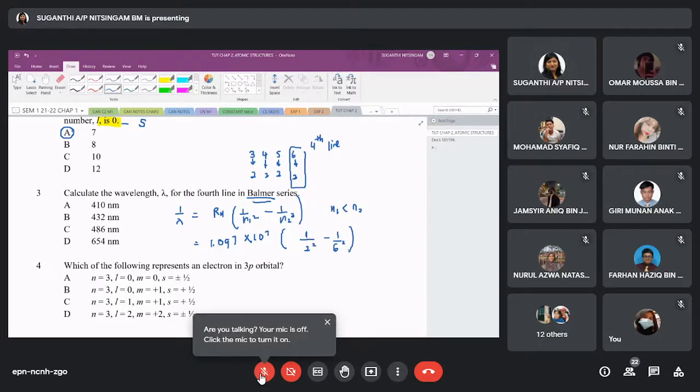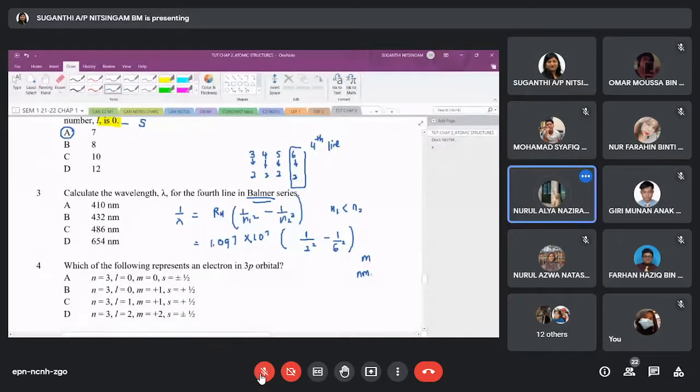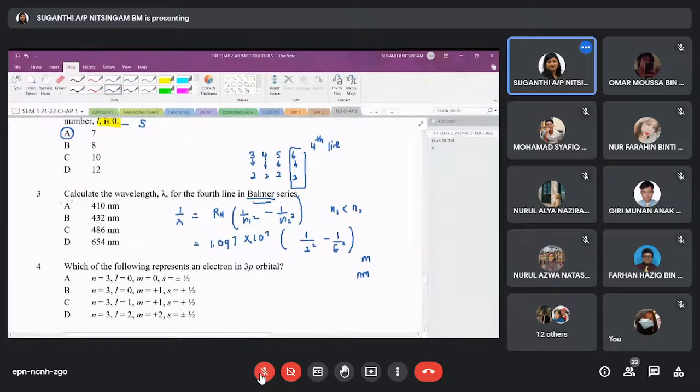Ya. Tak dapat madam? Ke saya salah tekan? Kenapa tak dapat? Macam mana boleh tak dapat? Tak, sebab jawapan yang kamu akan dapat adalah dia kena 1 over. Sekarang dia nak dalam nanometer. A. What's your answer? A. 410. Yes, correct. The answer is A. 410.